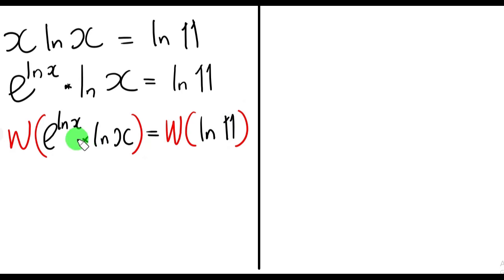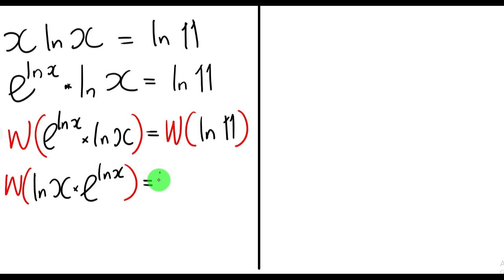So if we like, we can rewrite this since there is multiplication between the variables here. So we say W function. I'm writing ln x first, then multiply by exponential ln x, equals W function of ln 11.